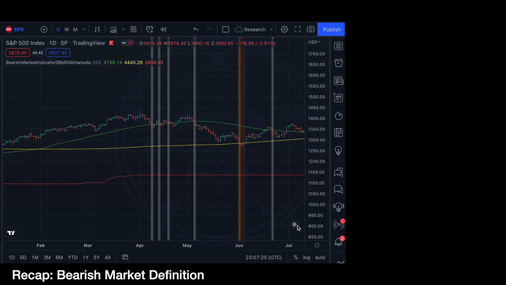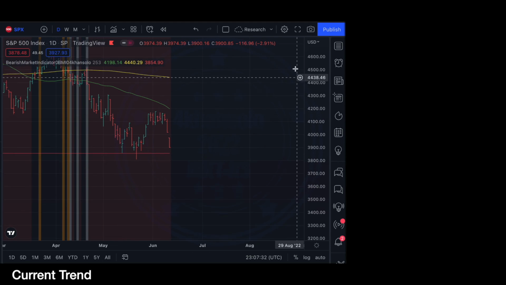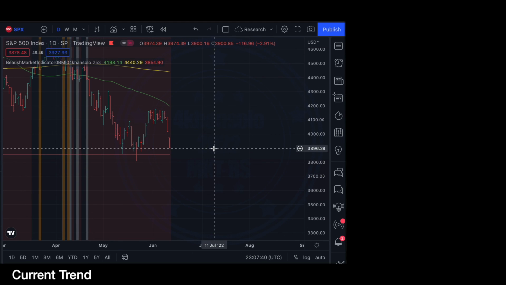And then we can hop on to the recent day, as we are getting close to that 20% below. You can see here it is getting close to it.